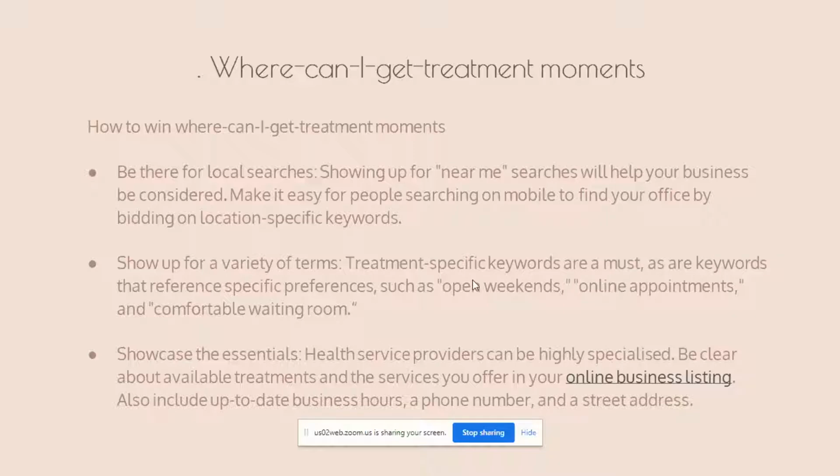This might be common sense for many of us, as even on a website these are the things we usually have. But let me tell you one thing. Research has been done with patients, and they said, we wanted to go, but we couldn't because we didn't know whether that particular hospital was open on weekends or not. So these are the things we need to have, and this is how we can win "where can I get treatment" moments.